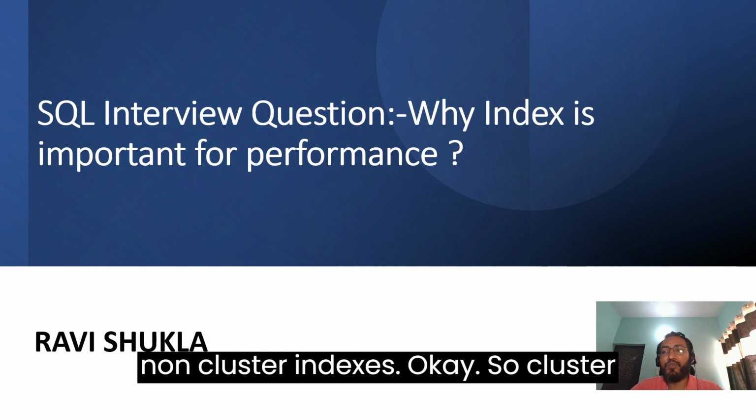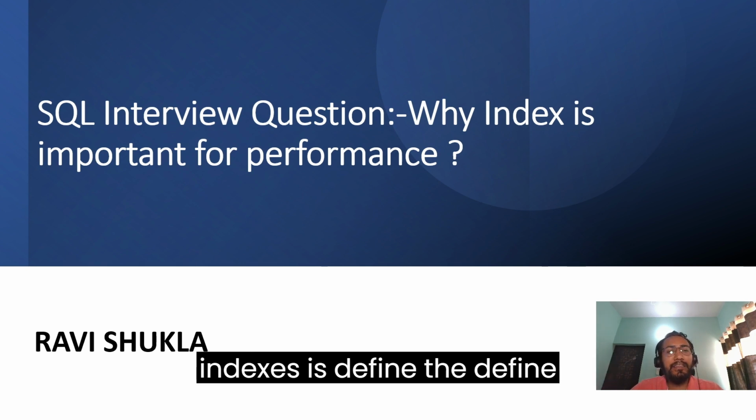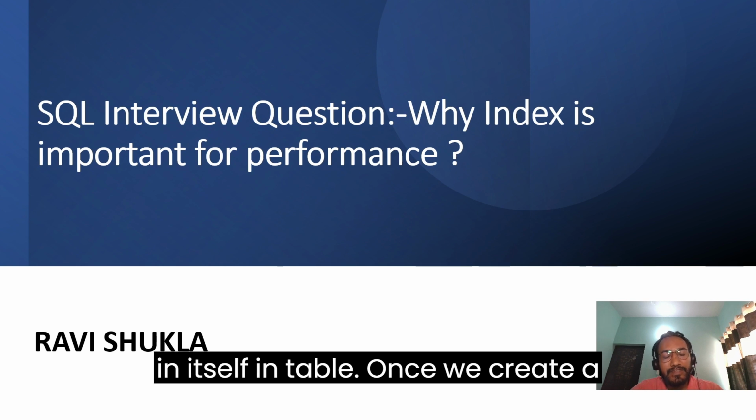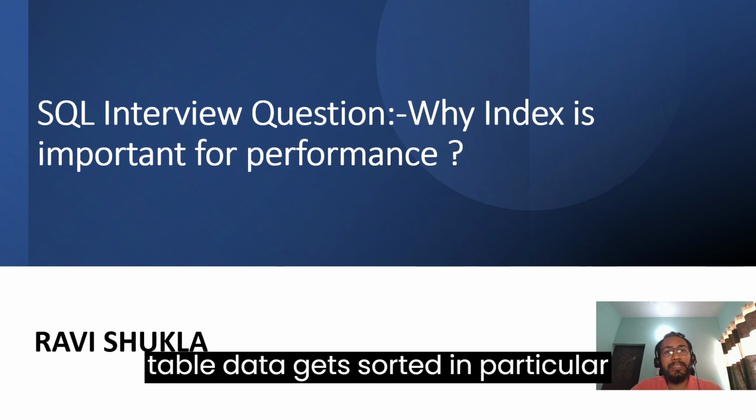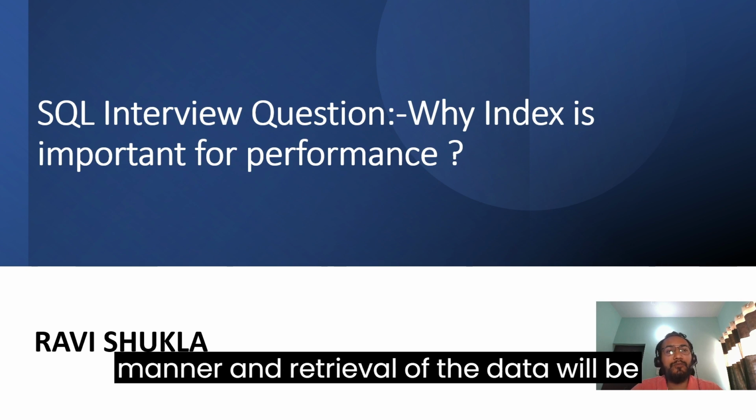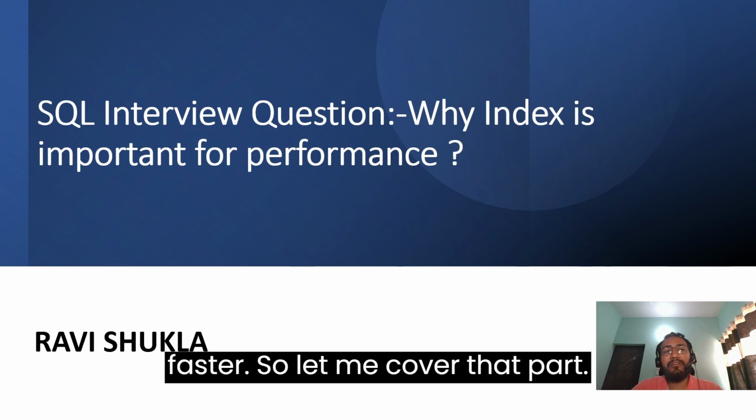Okay, so a clustered index is defined in the table itself. Once we create a primary key, by default that table data gets sorted in a particular manner and retrieval of the data will be faster. So let me cover that part.